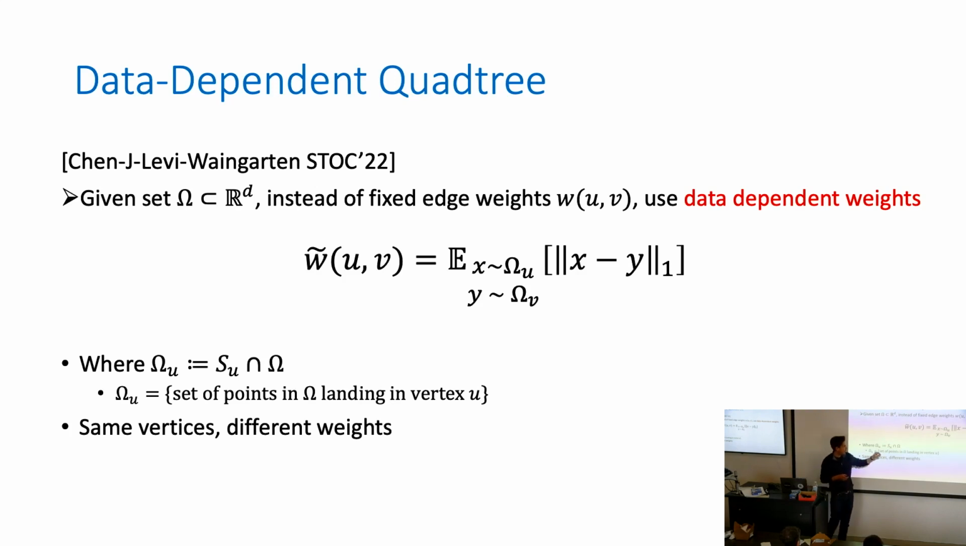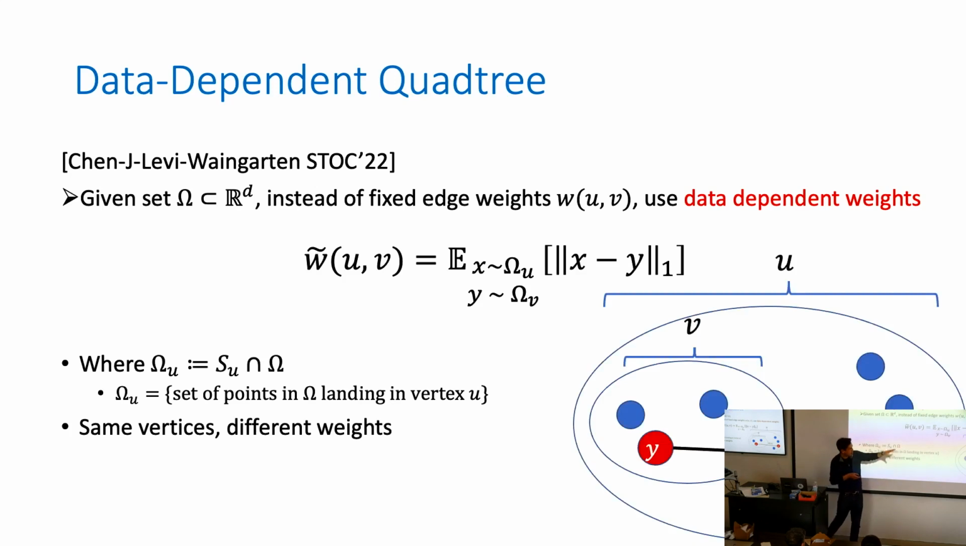And the way I'm going to define the edge weights is I'm going to look at an edge, U and V. These are two vertices in the tree, so they correspond to two partitions of space. One, the parent, has a large partition of space, and V is the child that has some subset of that. The way I'm going to define the edge weight is I'm going to sample a random point from my set omega that lived in the parent set, sample a random one that lived in the child, and look at their distance in expectation. So instead of having a fixed edge weight, it's giving me an edge weight that more accurately represents the distances between the point set that I actually have.